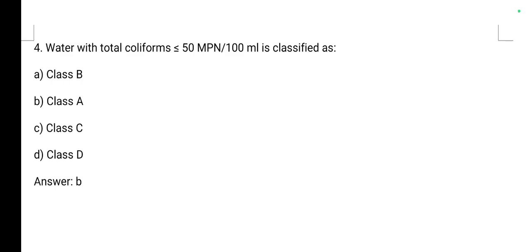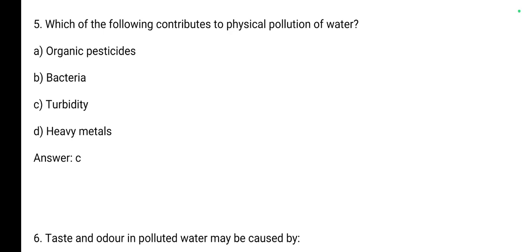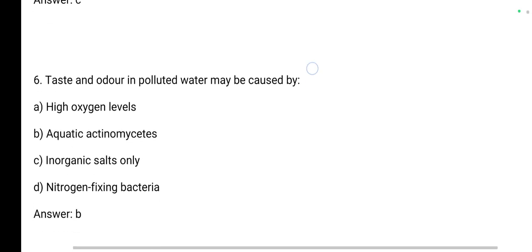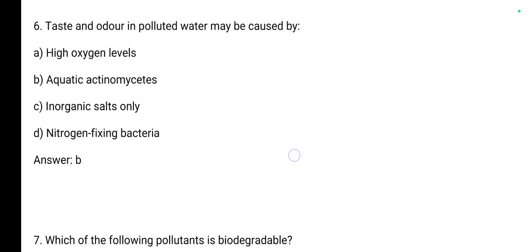Water with total coliform less than or equal to 50 MPN per 100 ml is classified as, so it is option B, that is it is given in class A. Which of the following contributes to physical pollution of water? So it is option C, that is turbidity. Taste and odor in polluted water may be caused by, so it is caused by aquatic actinomycetes.